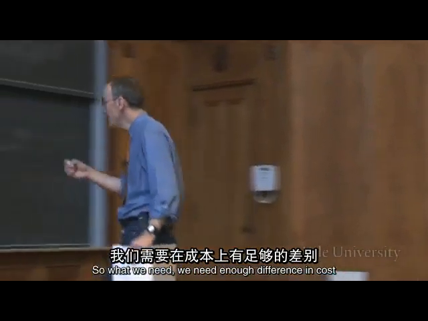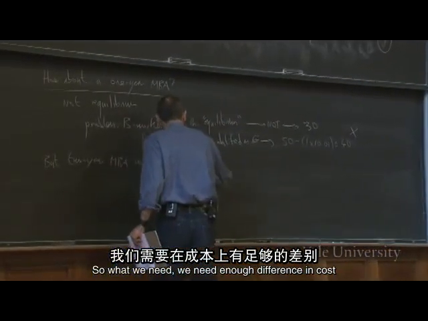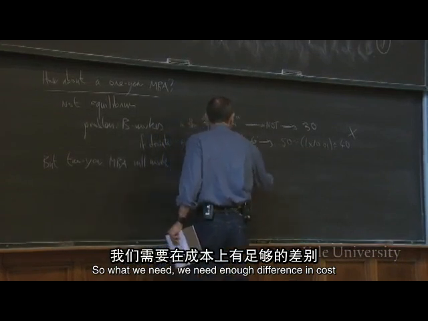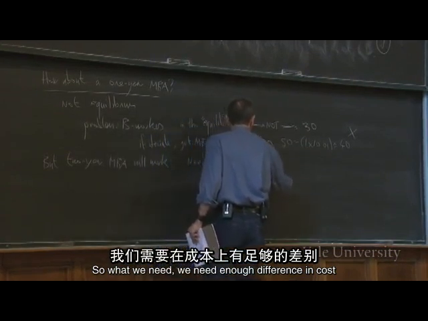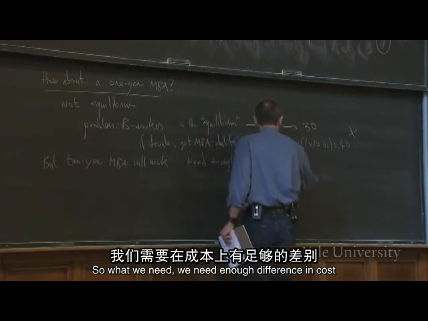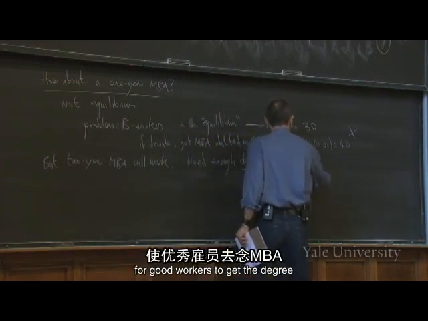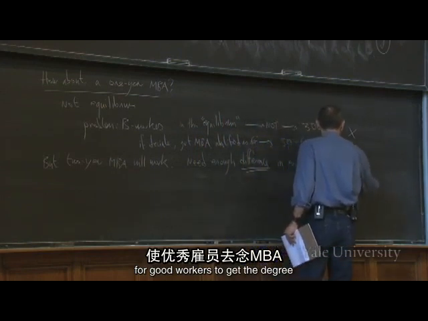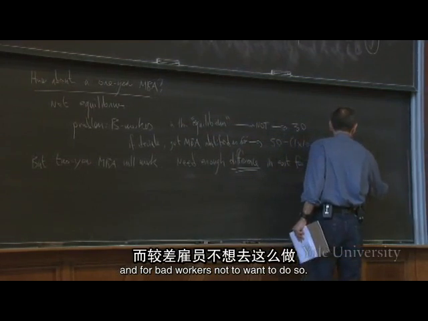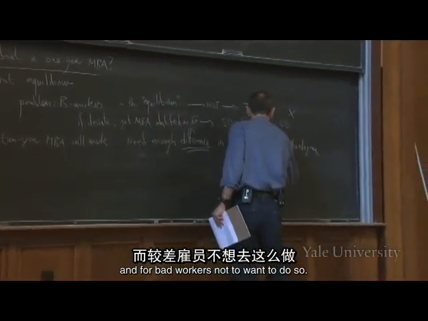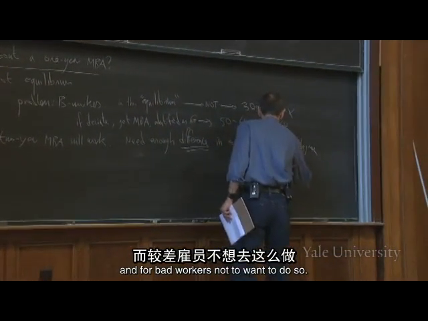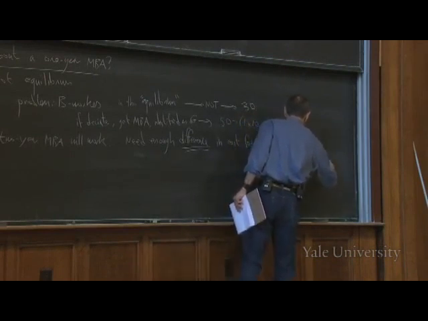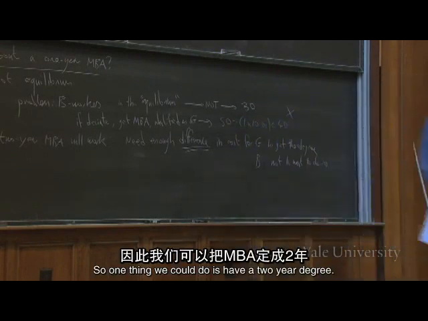All right? So what we need is enough difference in cost for good workers to get the degree, and for bad workers not to want to do so. So one thing we could do is have a 2-year degree.